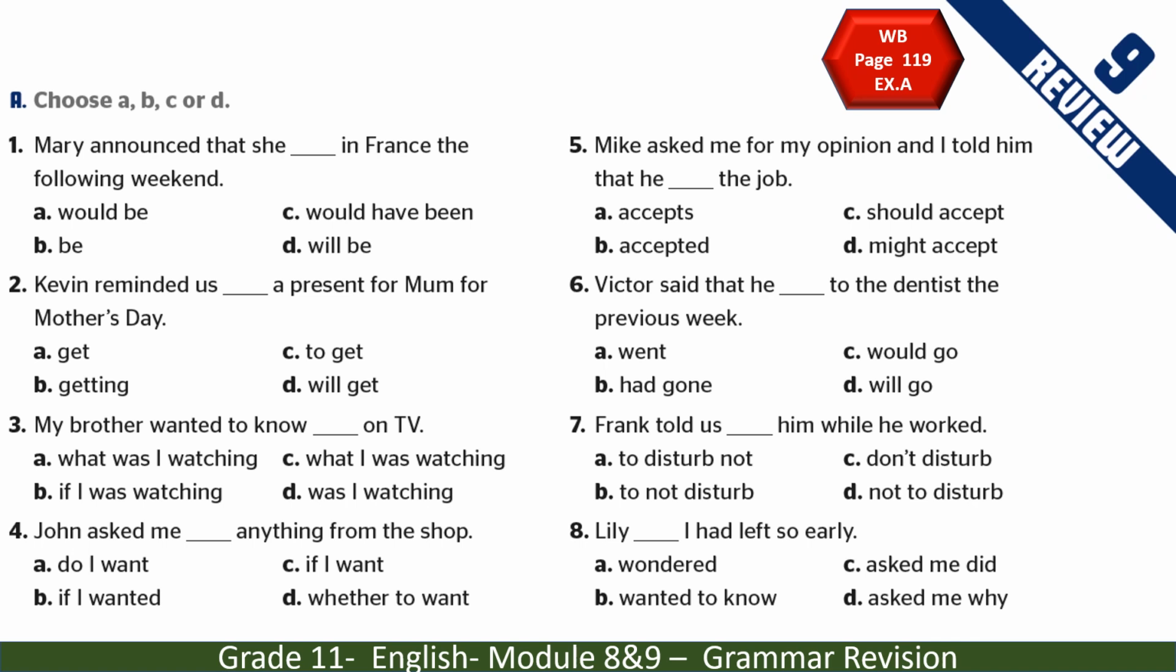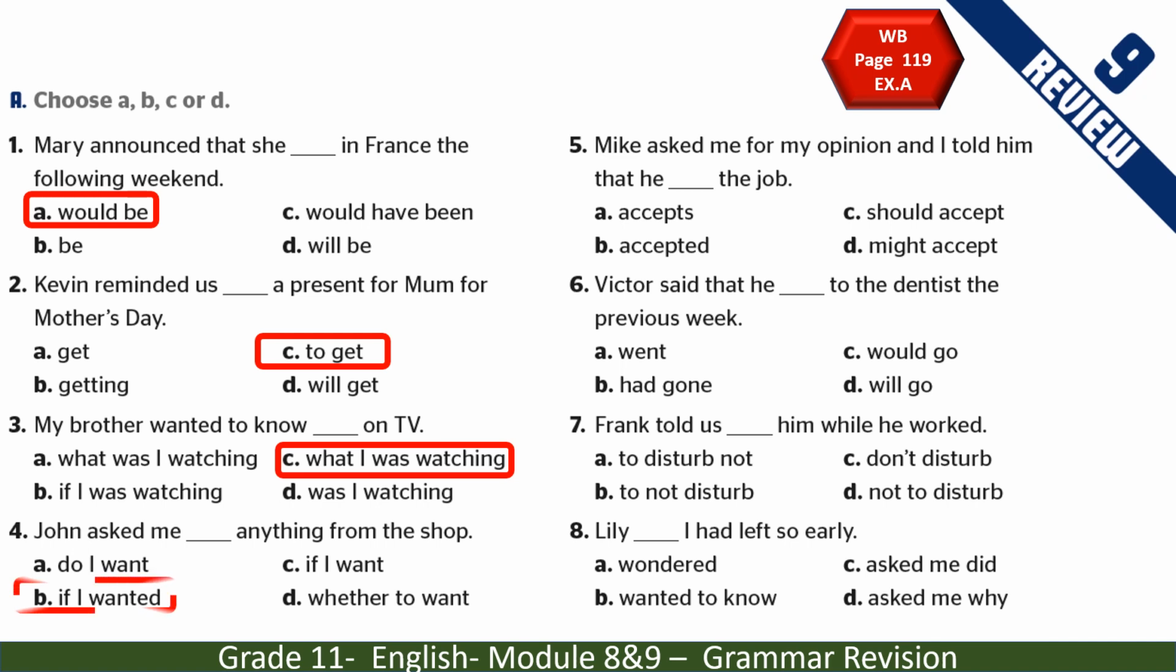So, number 1, the answer is A. Would be, because we change will to would when we report statements. Number 2, the answer is to get, remind to. So the verb remind is followed by the to infinitive. Number 3, here my brother wanted to know, excellent, what I was doing, because this is the correct word order here. Number 4, John asked me, great, if I wanted, correct word order and correct tense, wanted.